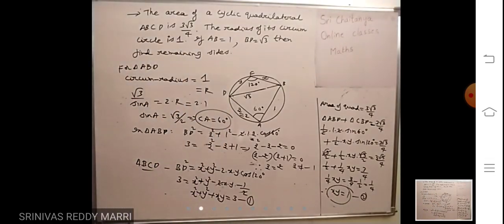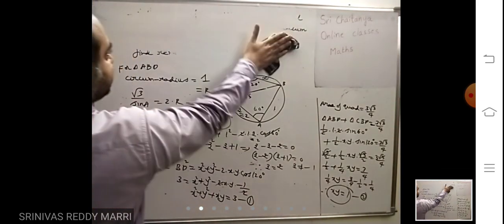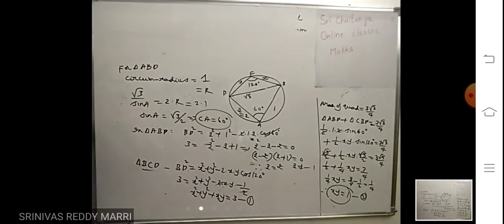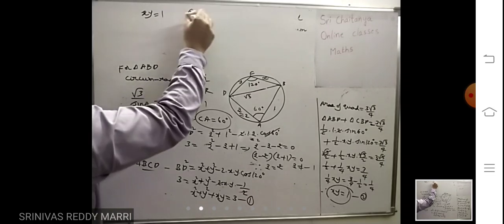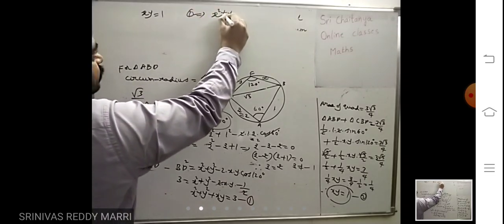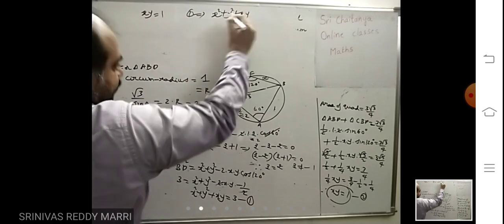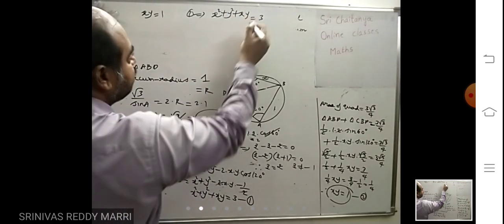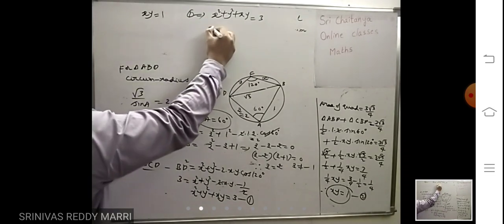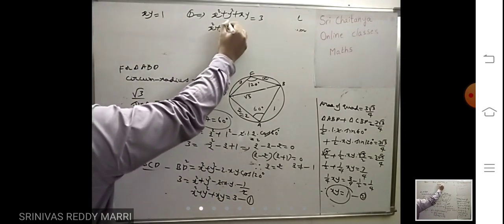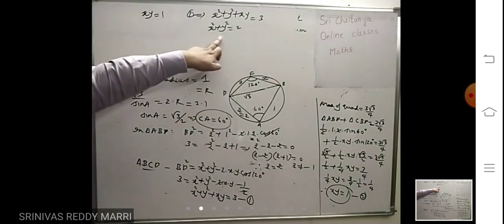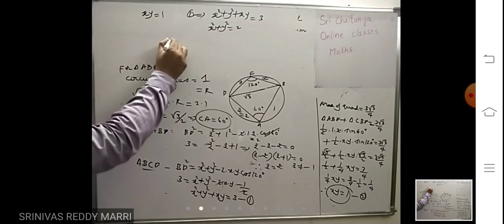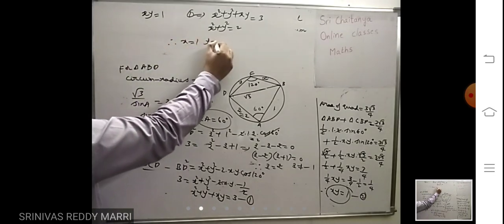Now the first equation you got: x square plus y square plus xy equal to 3. Take the first equation. You got xy equal to 1. Now xy equal to 1 means x square plus y square equal to 2. Now look at here. Product is 1 and sum of the squares is 2. Therefore you can clearly say that x equal to 1, y equal to 1.